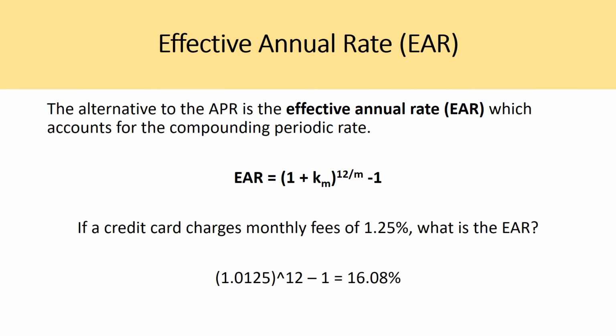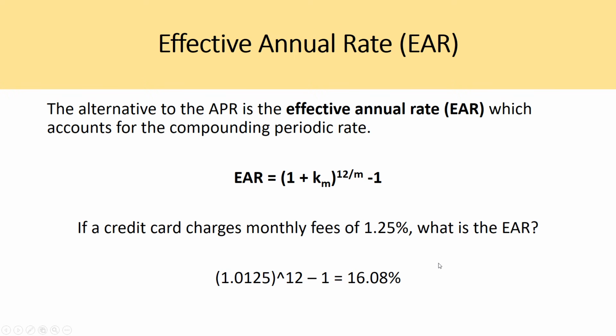And so instead of using the APR, we can use the effective annual rate, the EAR, which accounts for this compounding effect. And so the formula is you add 1 plus the periodic rate. So say, for example, it's a monthly interest rate of 1.25%. So this is our example. Then we do 1.25%, that is the monthly rate, raised to the power of 12 minus 1 to get an effective annual rate of 16.08%.